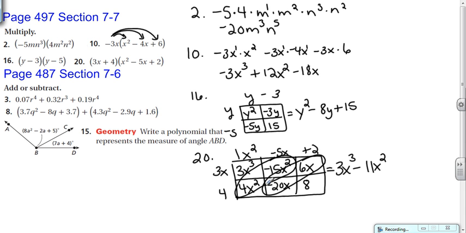Then the x's are like terms. So if I do negative 20x plus 6x, different signs, I have to subtract. So 20 minus 6 is 14. Variables don't change when you add. I've got to keep the sign on the 20, so it's negative 14x. And then the 8 is positive, so I write plus 8.